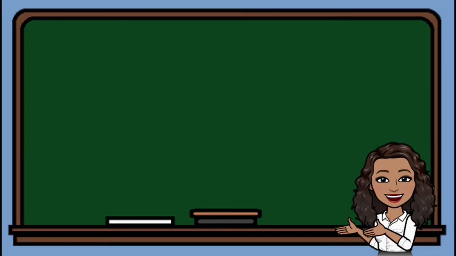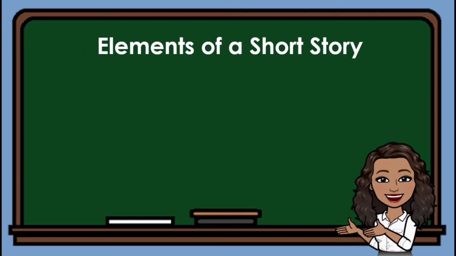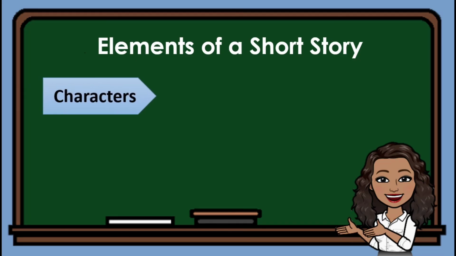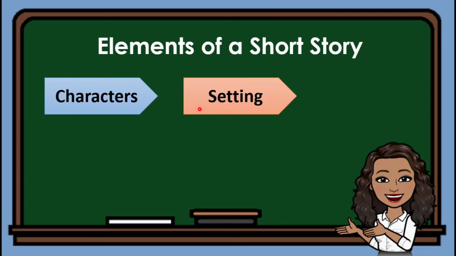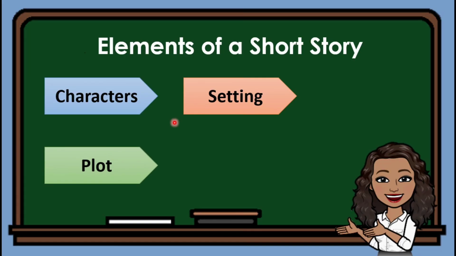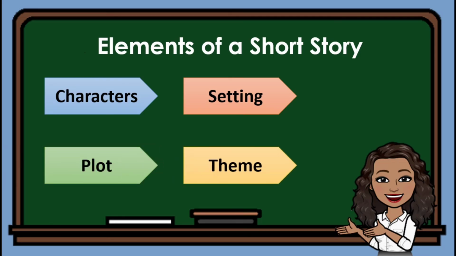Now let us have a quick recap. There are 4 basic elements of a short story. These are the characters, which do the action in the story, the setting, which tells us the place and the time where the story takes place, the plot, which tells us the sequence of the story and has the beginning, the middle, and the ending part, and lastly, we have here the theme, or the main idea, the lesson that we have learned from the story that we have watched, read, or listened to.